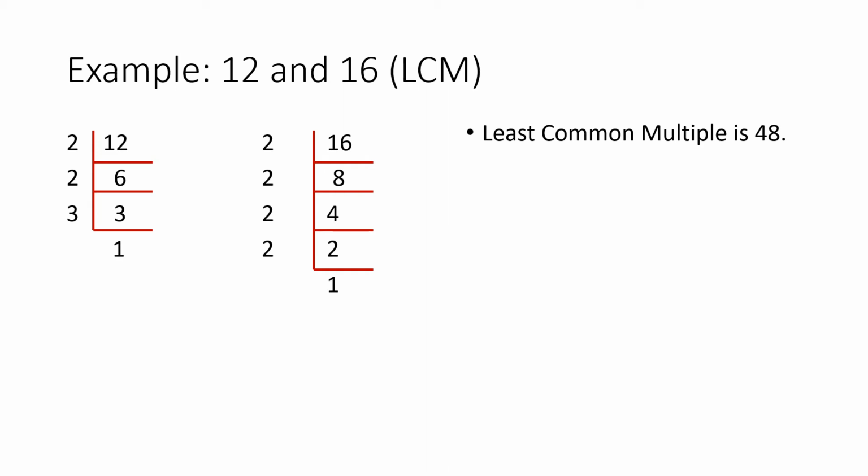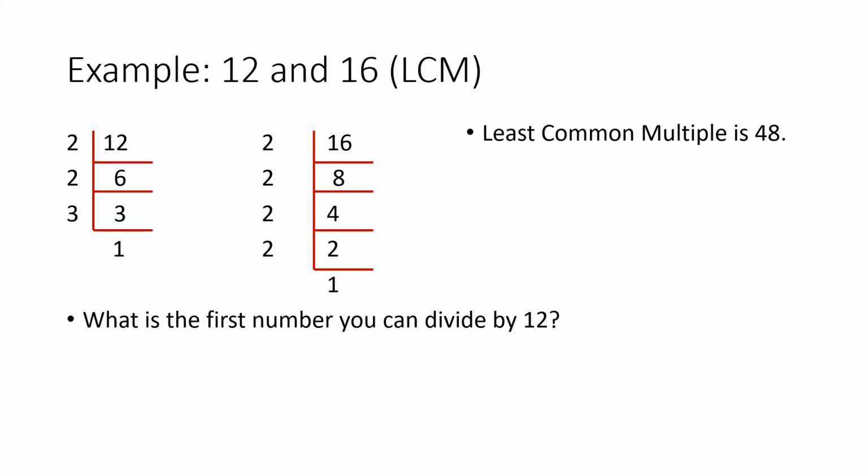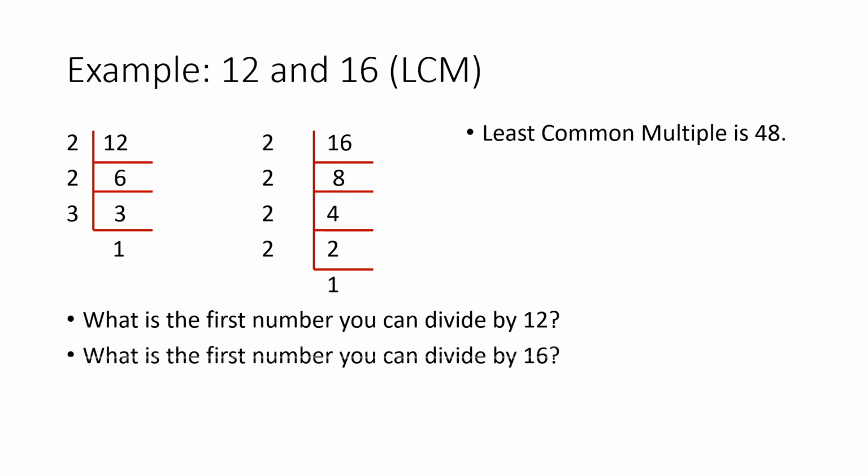Now let us look at something. What is the first number you can divide by 12? How will you find it? You can find it by the 12 times table. So the first number you can divide by 12 is 24. What is the first number you can divide by 16? Again, you can use the 16 times table. So 32 is the first number you can divide by 16 because 32 is the first multiple of 16.